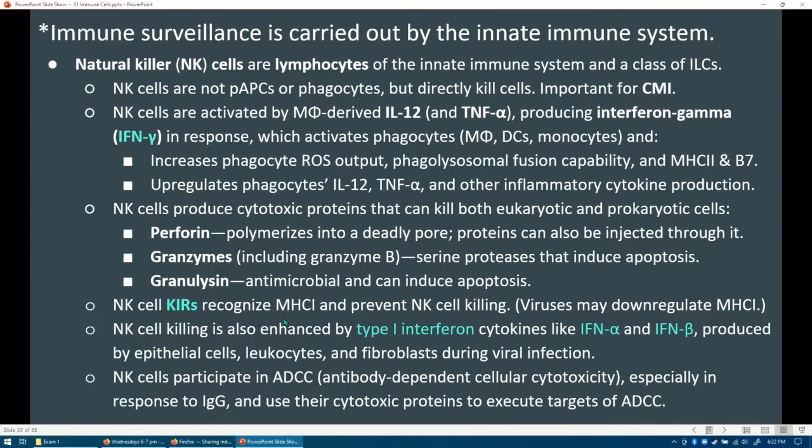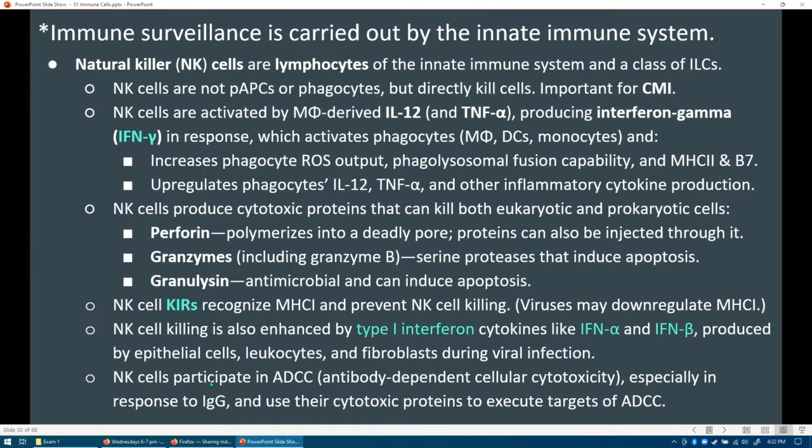So it's kind of like a double negative situation. It can be kind of hard to understand. There's a figure on the next slide that might help. Natural killer cell killing is also upregulated or enhanced by type 1 interferon cytokines like interferon alpha and interferon beta, which are cytokines made by epithelial cells, etc., during viral infection. And we'll talk more about those in the next slideshow.